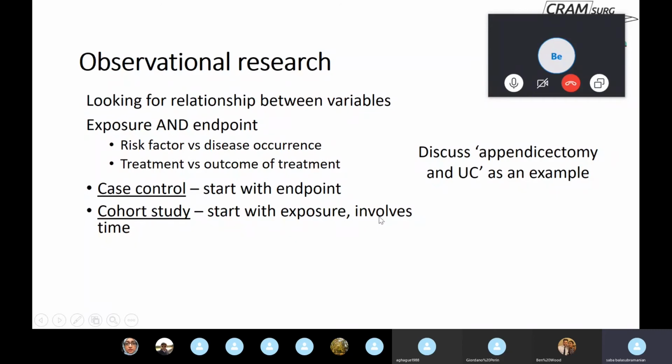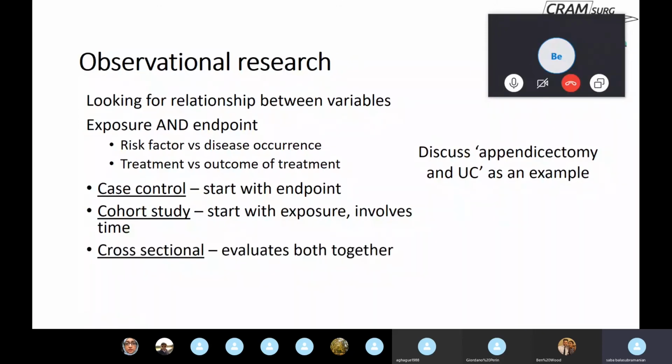You followed those patients over time, and that's another key phrase in cohort studies, that you have time as an important element. So you follow these patients over time to see if they've developed ulcerative colitis over the next 5, 10, 15 years, however long you want to design the study for. So that's another type of observational study.